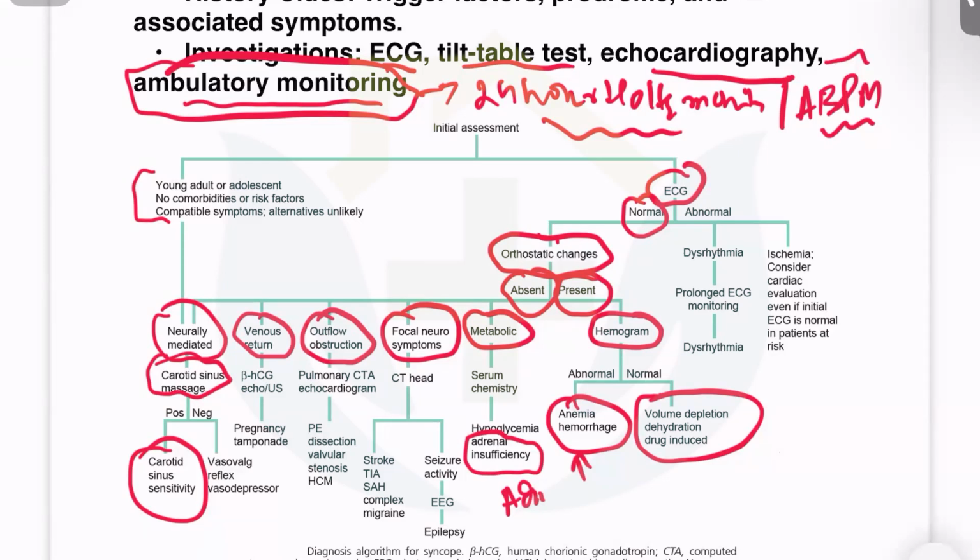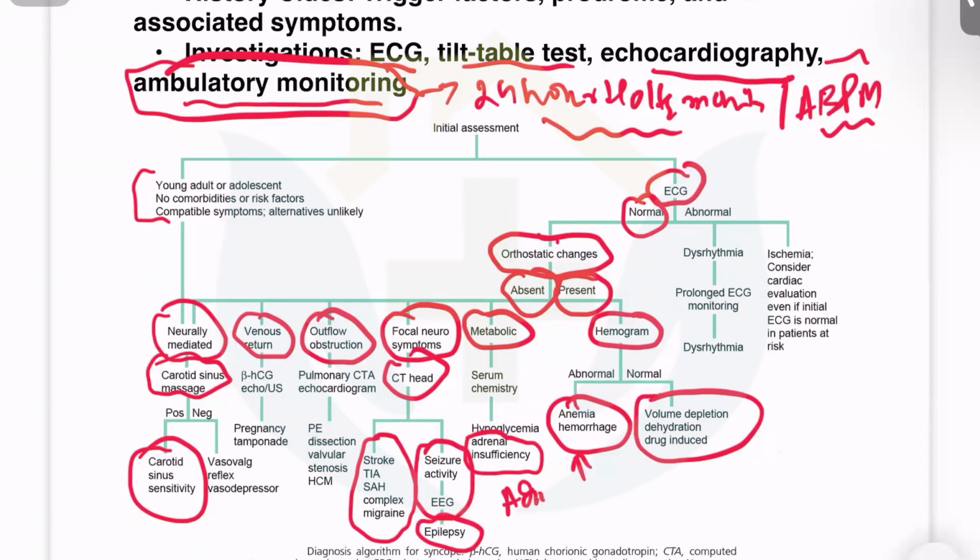Then people who have no orthostatic changes, but they presented with syncope-like features and focal neurological symptoms, maybe weakness of a limb or maybe jerky movements. We do a CT head, and in case there is any specific finding, we can identify stroke, TIA, SAH, and complex migraines in CT head. Otherwise, we'll get an EEG done. And in case we find that there is a seizure activity, then this syncope becomes seizure. Then we define it as epilepsy.